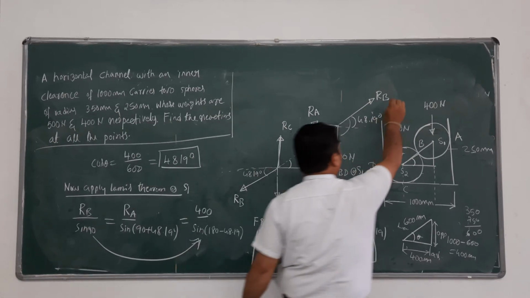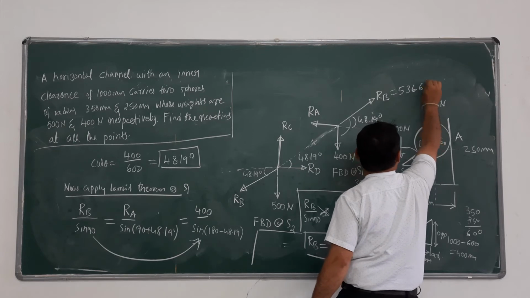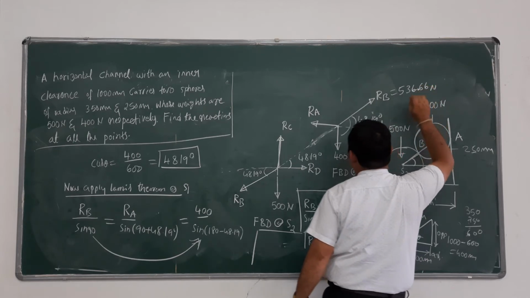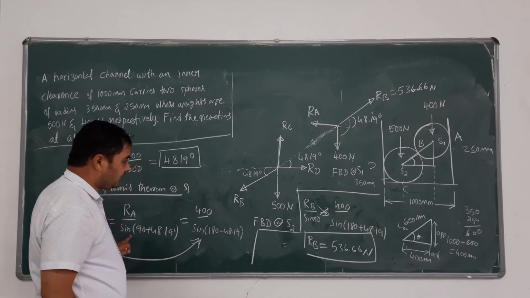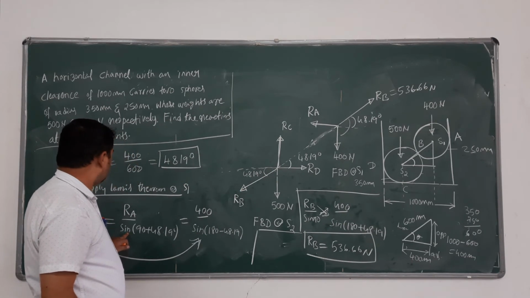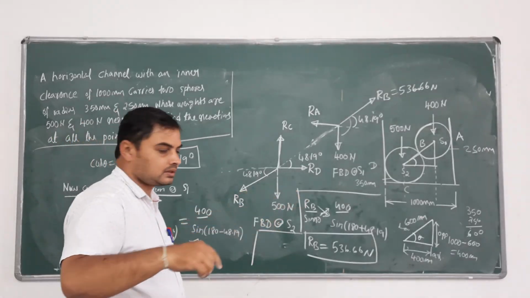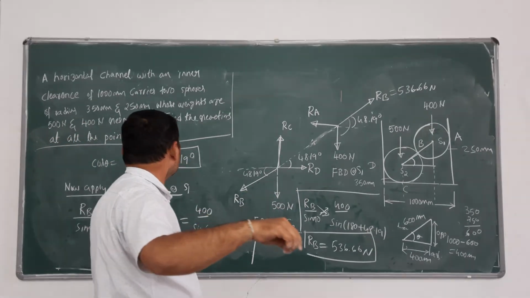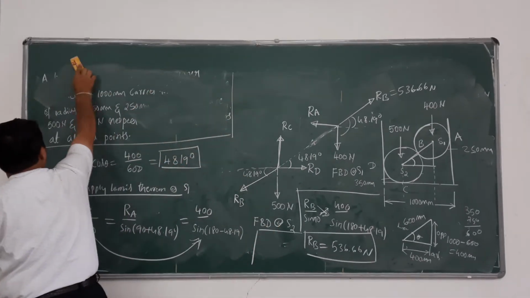So that is equal to 536.66 Newton. Next, we can calculate the value of RA from this equation. So let me take the duster and erase the problem here.